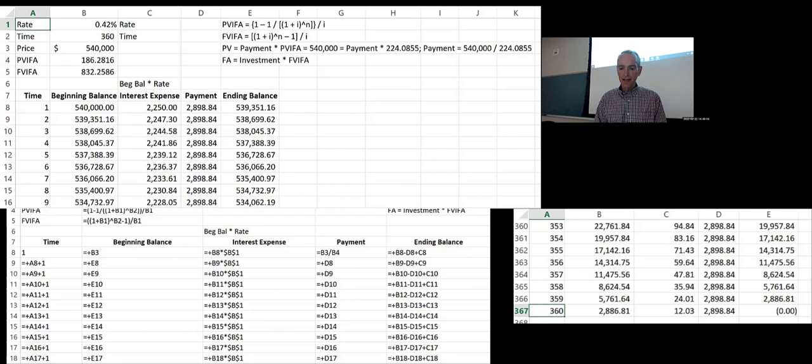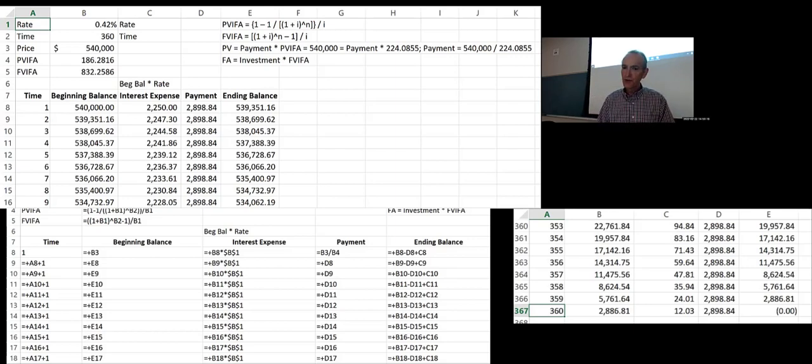Our beginning balance the next month is just your ending balance from the previous month. So you just reference that, bring it right on over. Our interest expense, we can just copy that down, right? So our interest expense went down $2 because we paid off $900 of the loan. So that's kind of nice. Our interest is coming down.